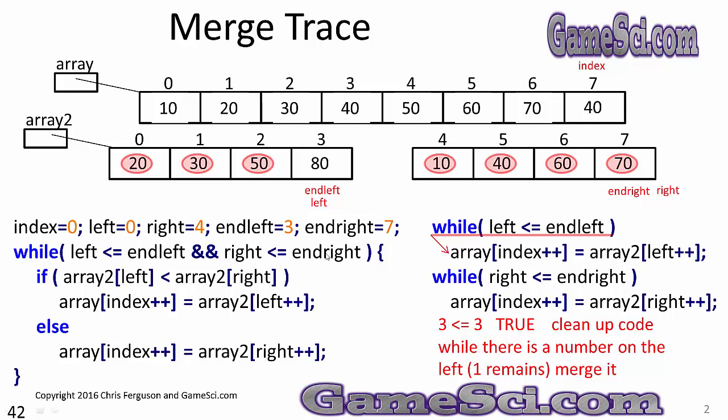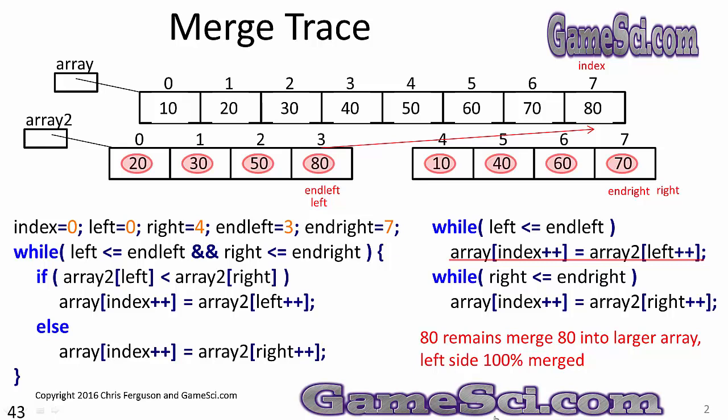While there is a number that remains on the left, and there's one of them, we still need to merge what's left on the left side. As a true statement, we'll go in and we'll say array of index plus plus equals array 2 of left plus plus. The 80 remains on the left. Merge the 80 into the larger array, and there's the 80 moving up and merging. Now the left side is 100% merged.